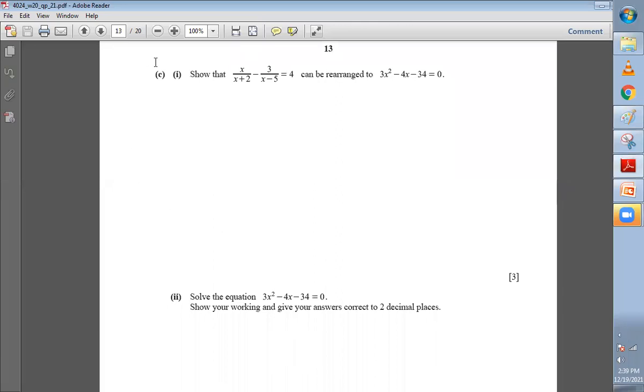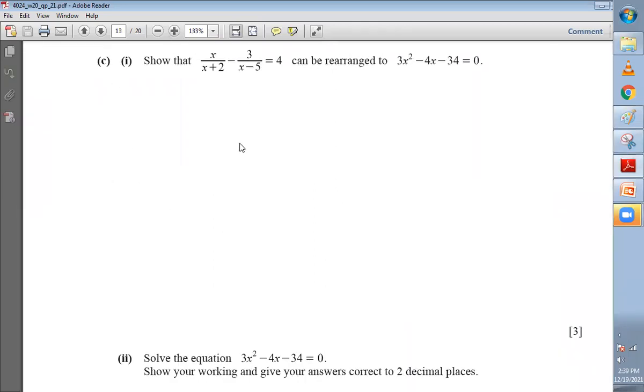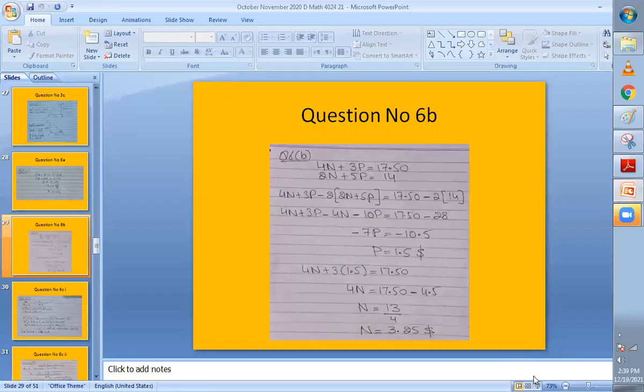Okay, so here we go. It's a 3-mark question. It says show that x divided by x plus 2 minus 3 divided by x minus 5 equals 4 can be rearranged to 3x squared minus 4x minus 34 equals 0. So we will try to make this like this. Okay, so let me show you how this is done.